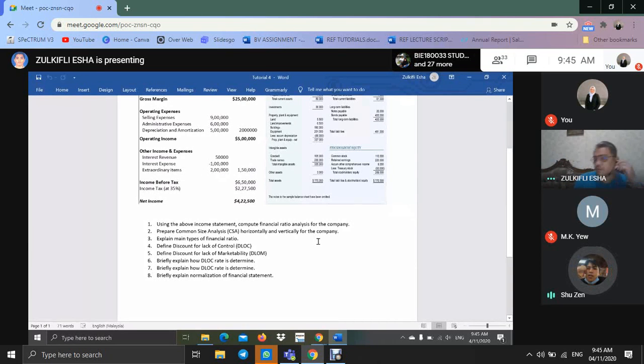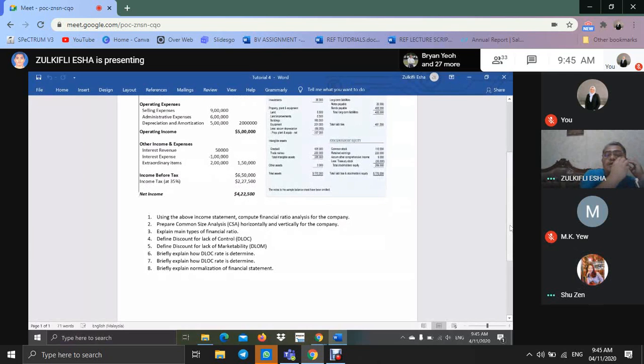Sir, I have one question regarding question number 2. Because for the CSA, we need to use different years to compare, right? But there is only 1 year provided here. Then what does it mean?